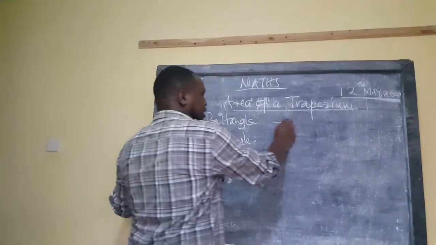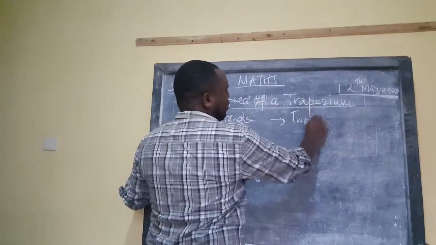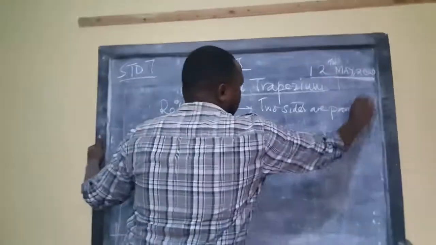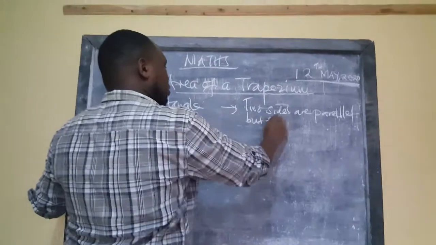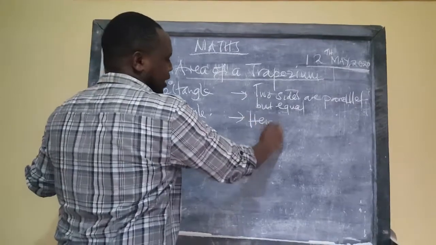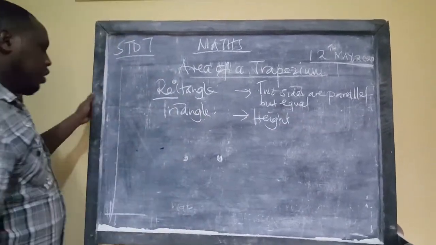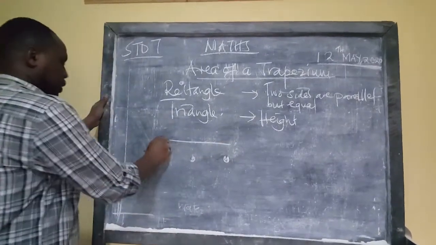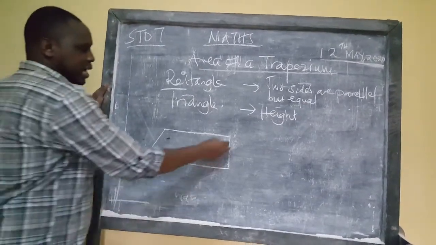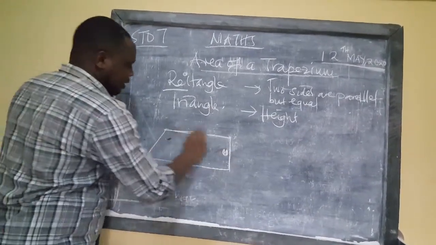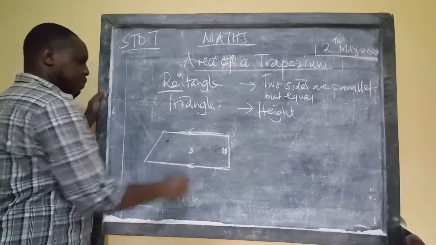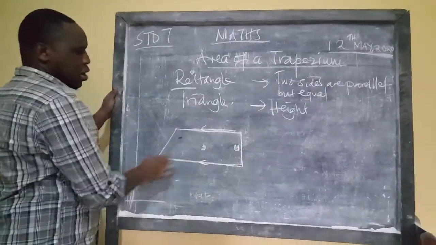And what are some of the characteristics? Two sides are parallel, but they are not equal. The sides are not equal, but they are parallel. Then there's a height, a perpendicular height. The figure I'm talking about looks like this. You realize that this would be the height I'm talking about. Then this side is parallel to this side. So this line and this are parallel, but they are not equal. You can see this one is longer compared to this.